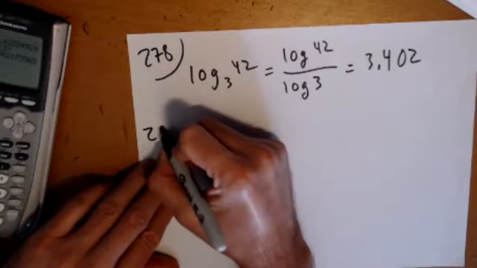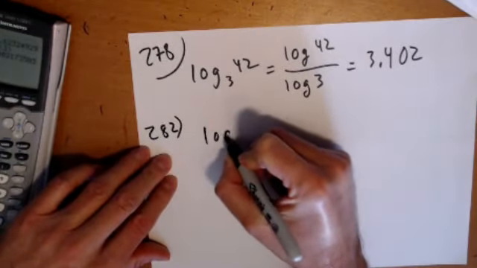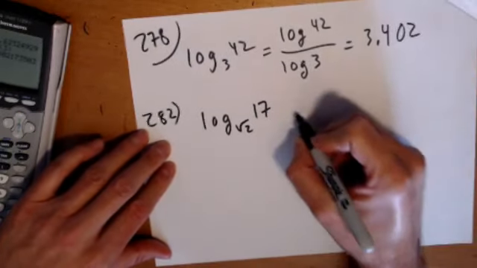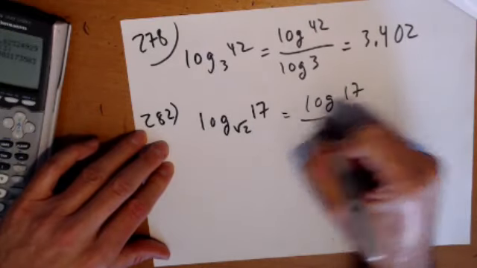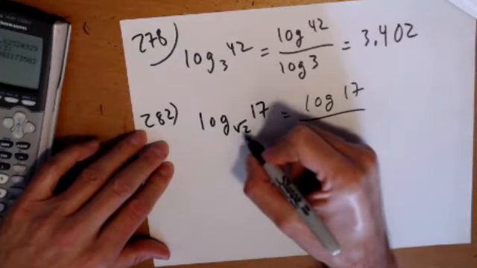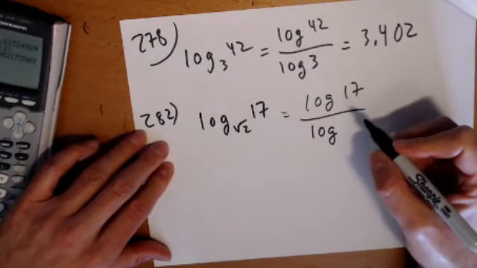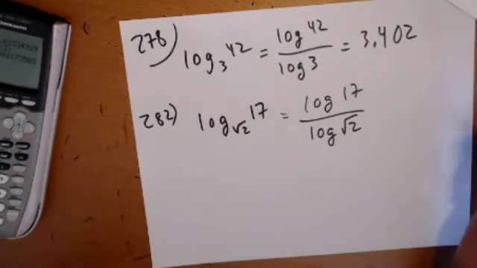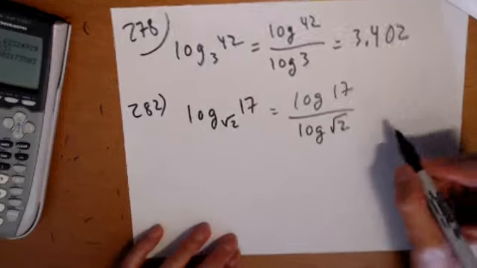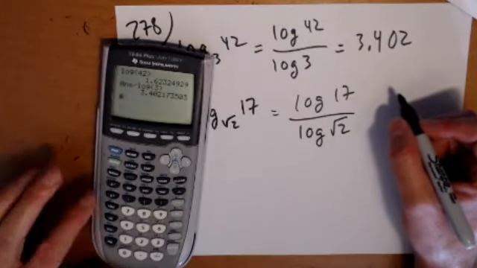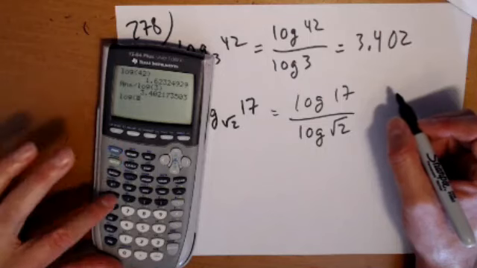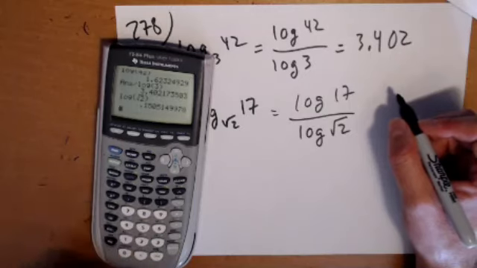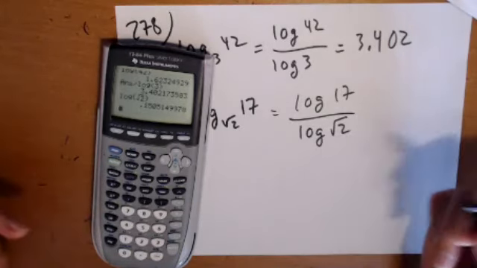Let's do 282 and then we'll call it a day on this section. Log base radical 2 of 17. Okay, so that's just going to give us log 17 over, isn't the square root of 2? Square root is 1/2 power. Log of, you could just put square root of 2 if you want on your calculator. Your calculator could probably handle that. That'll work. Let's see if I can do that. Log square root of 2. Enter.